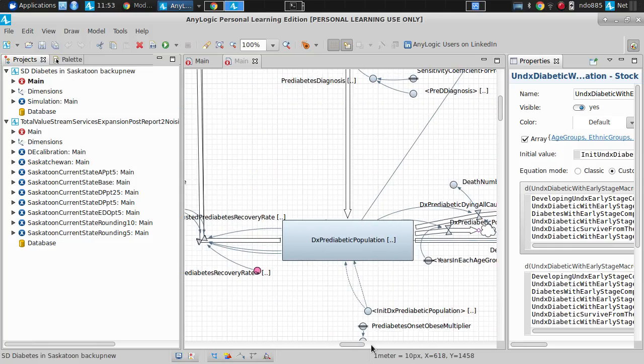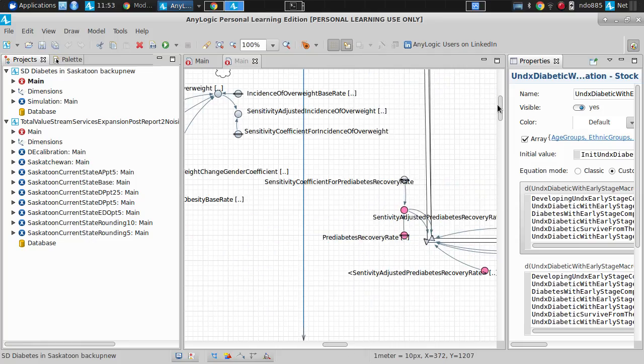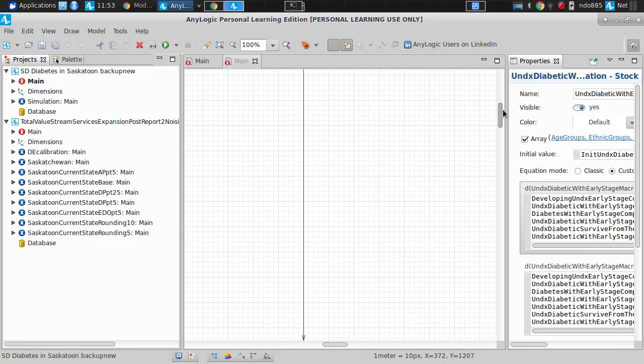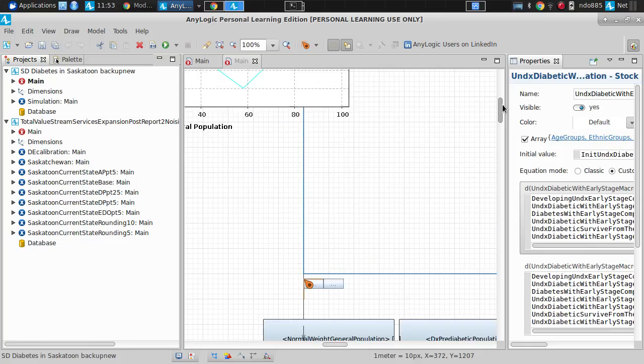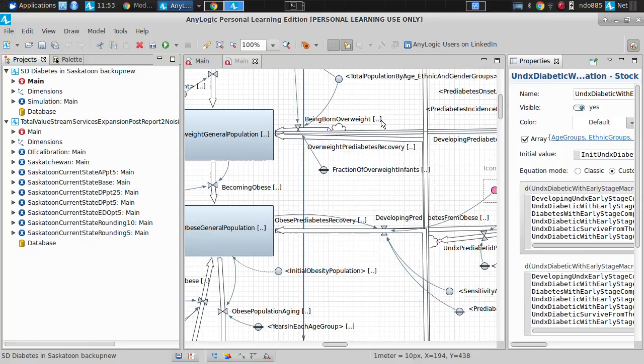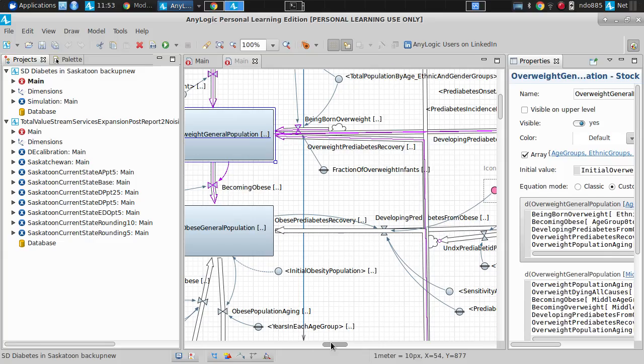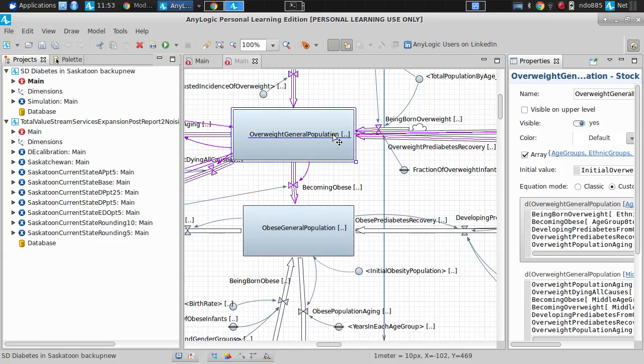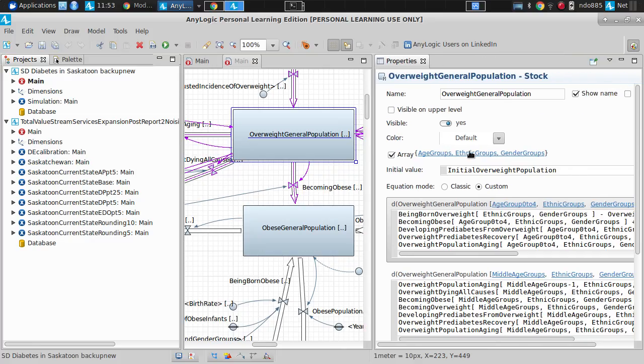Another thing I want to emphasize from this model before we move on, and move on we will, is if you look at each of these stocks, each of these bins, each of these collections of people, it has little brackets after it. Those brackets indicate that it's subscripted. So here we're keeping track not only of the total number of overweight people in the population, but of it by age groups, by ethnic groups, and by gender groups. So this model is actually highly stratified.